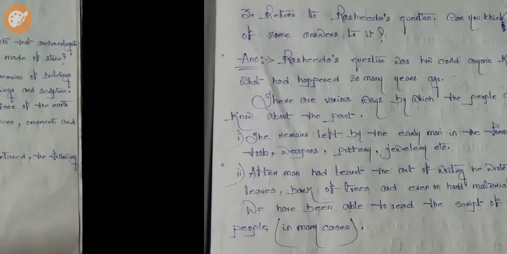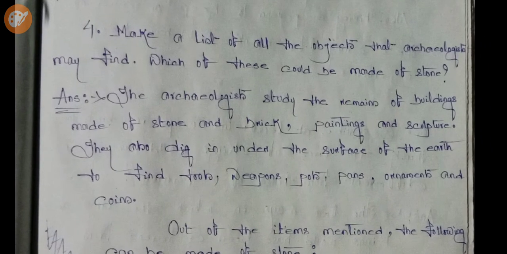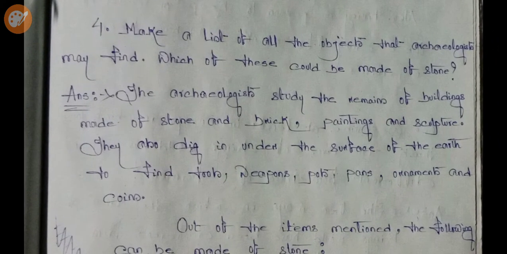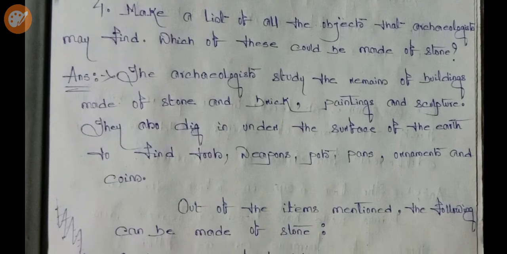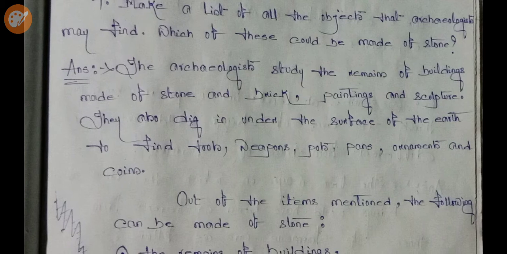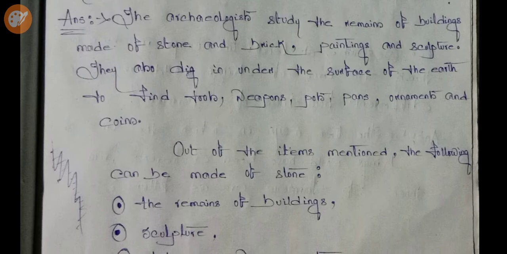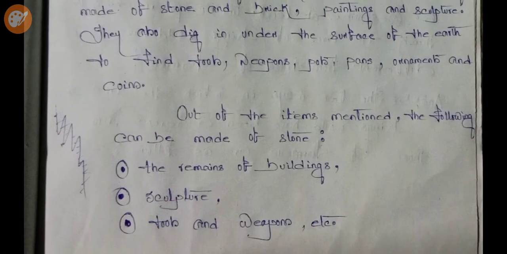Okay, so moving on to the fourth question. Make a list of all objects that the archaeologist may find. Which of these could be made of stones? Archaeologists are the historians, or the experts, who study the remains of buildings, stones. So the answer is, the archaeologists study the remains of buildings made of stone and bricks, paintings and sculpture. They also dig under the surface of the earth to find tools, weapons, pots, pans, ornaments and coins. So out of the items mentioned, the following can be made of stone.